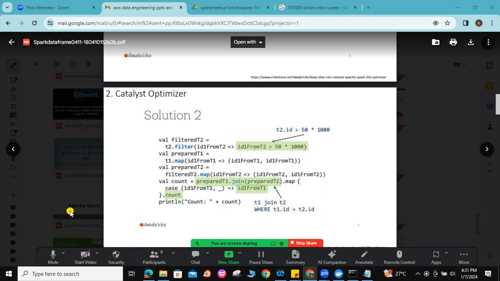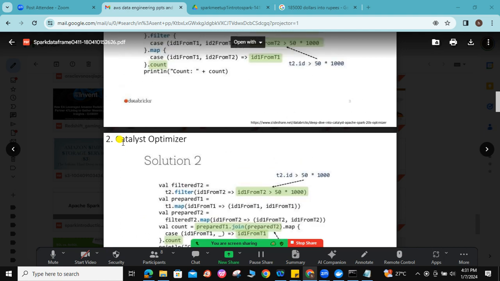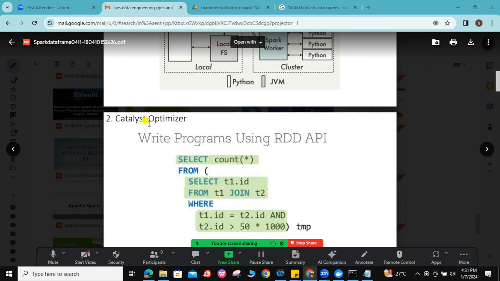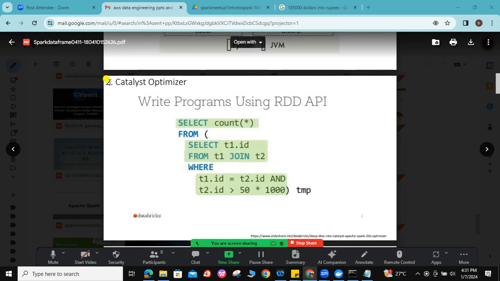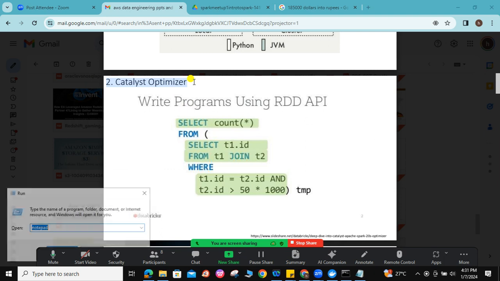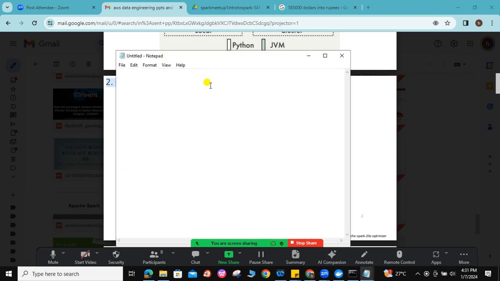Okay, all right. Let us continue. So there is something called catalyst optimizer. This is again an important interview question. So what do you mean by catalyst optimizer?